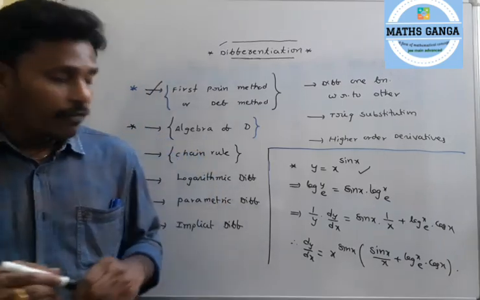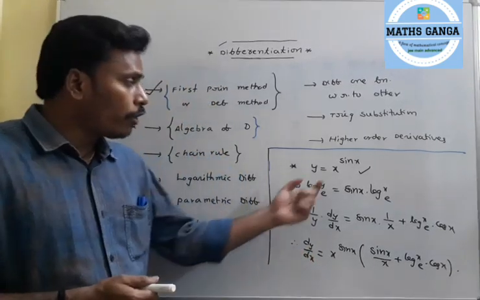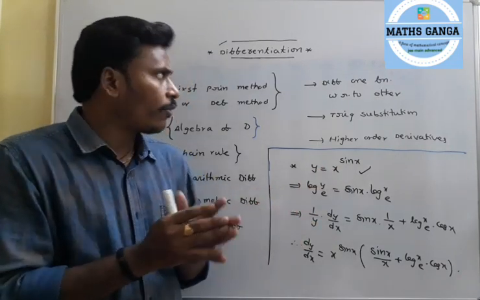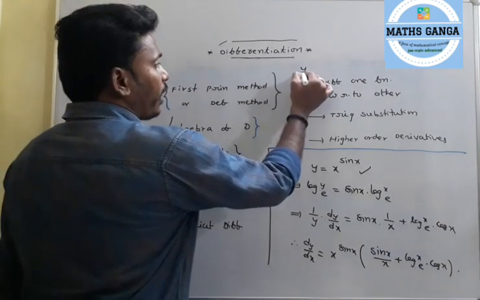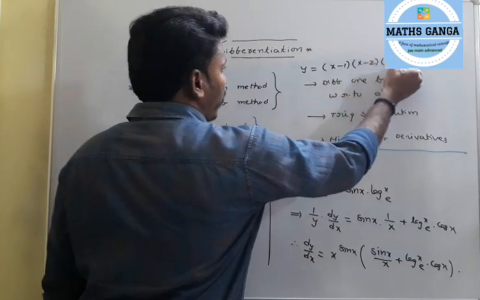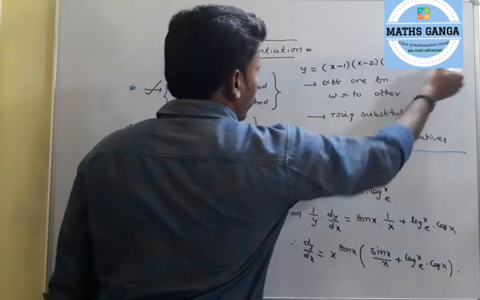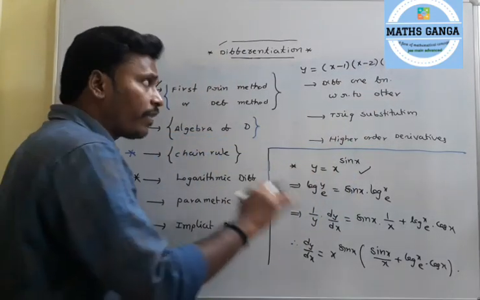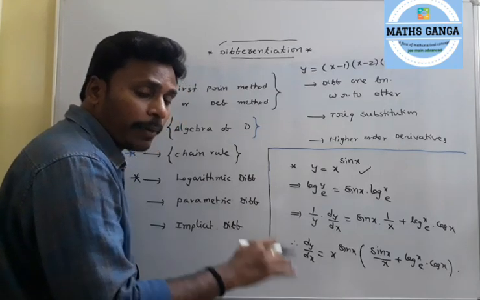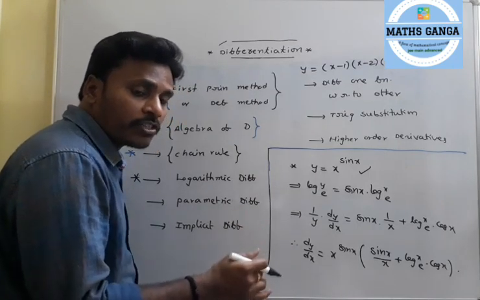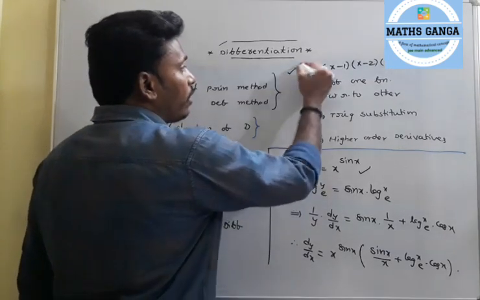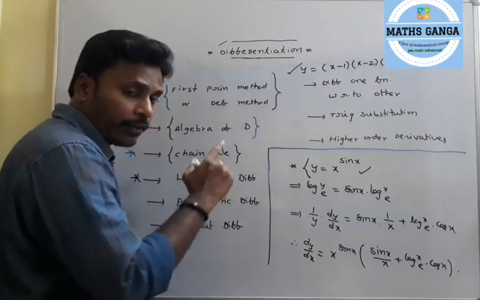We also use this logarithmic differentiation not only for x power sin x, but also for a product of functions. Suppose you have a problem like this: y is equal to x minus 1 into x minus 2 into x minus 3 into x minus 4. For this type of problem, if you wish to find dy by dx, again just apply logarithm on both sides, do the differentiation, and at the end mention dy by dx. Logarithmic differentiation is useful to find dy by dx for these types of problems as well. Have a look.